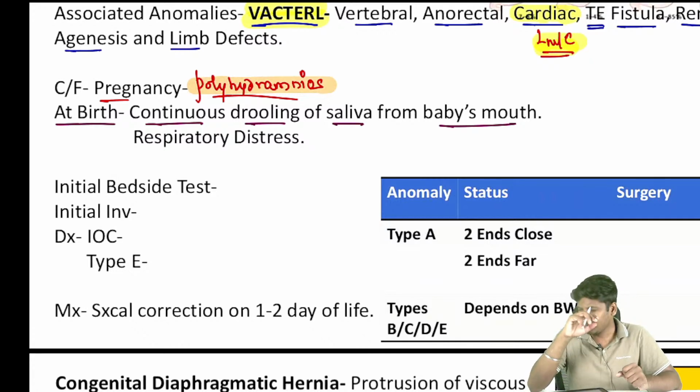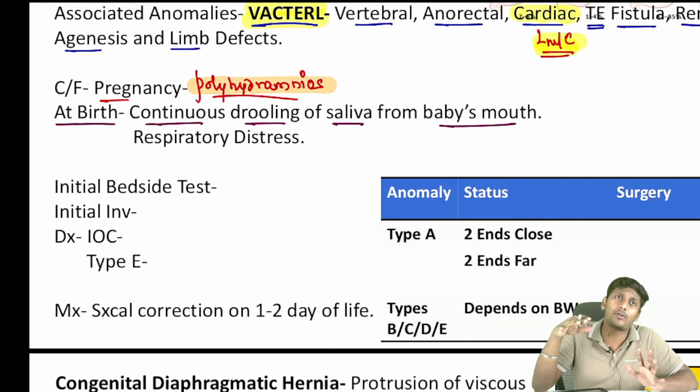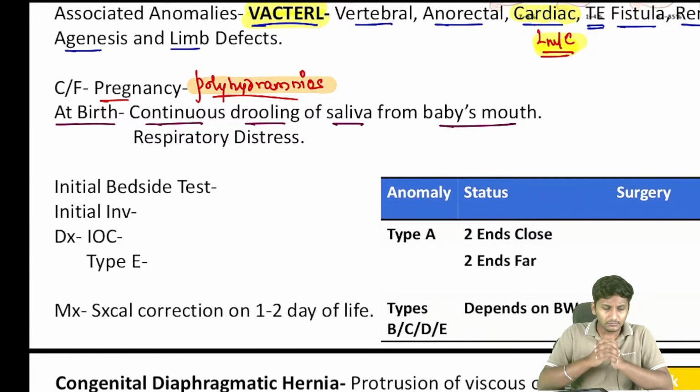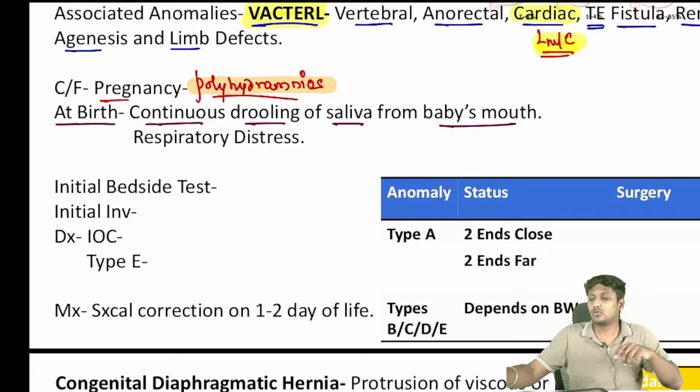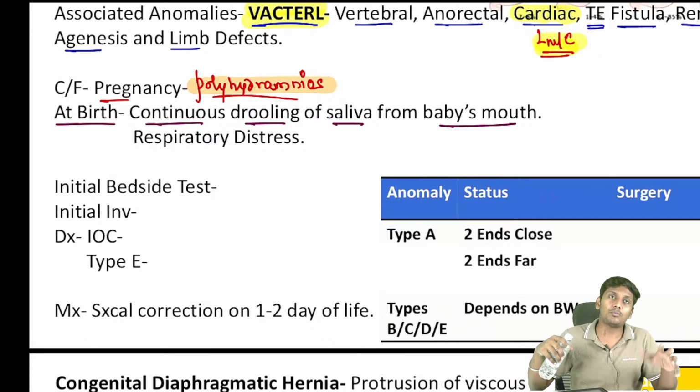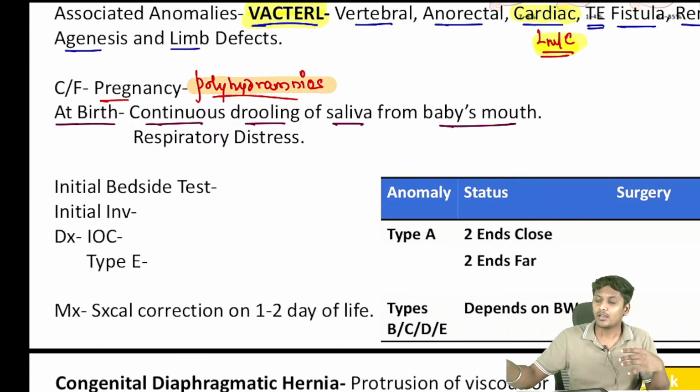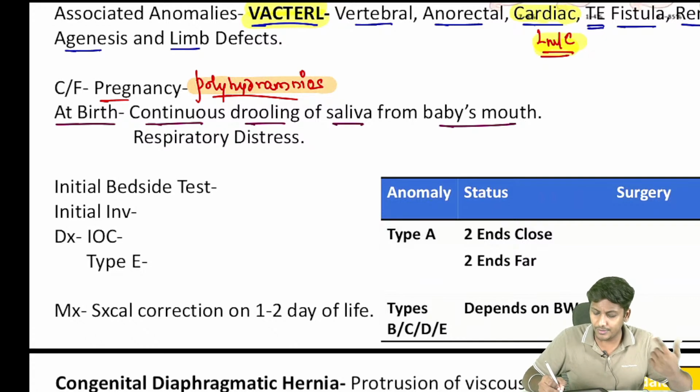Okay. And if we try to do suctioning, I hope all of you are quite aware, once the baby is born, we go for suctioning of all the secretions from his mouth and from his nose. There will be increased secretions as well. A lot of secretions will be coming, okay? Because the baby is not able to swallow the saliva.